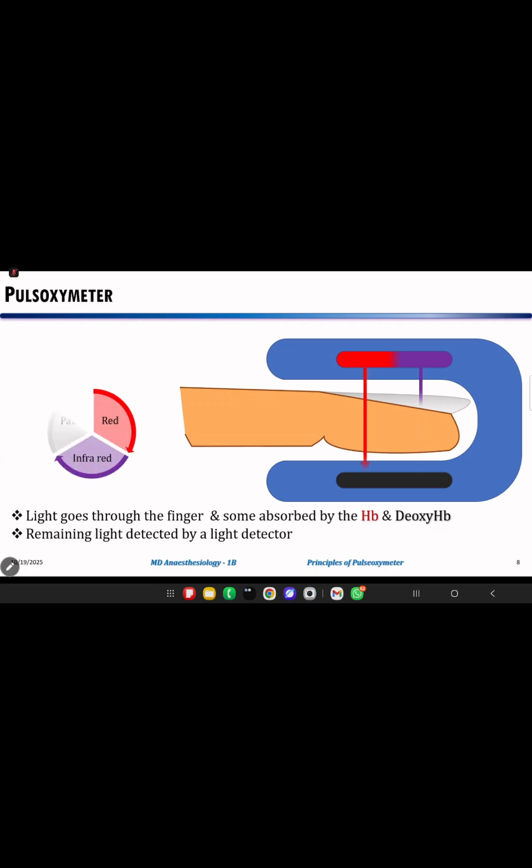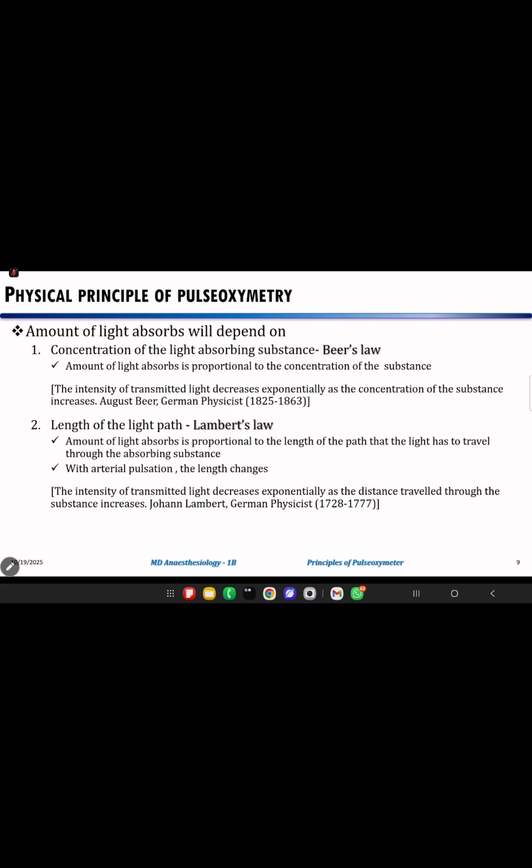According to this picture, you will see that the red light and the infrared light go through the tissues of the finger, and some of these lights will be absorbed by the oxyhemoglobin and deoxyhemoglobin. The remaining light is detected by the photodetector at the other end. This absorption depends on two main laws, called Beer's law and Lambert's law.